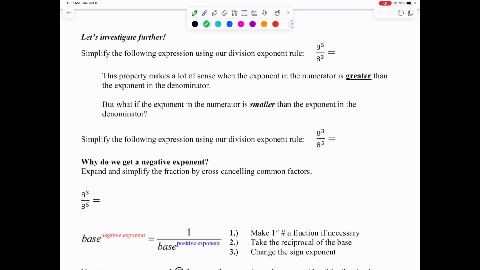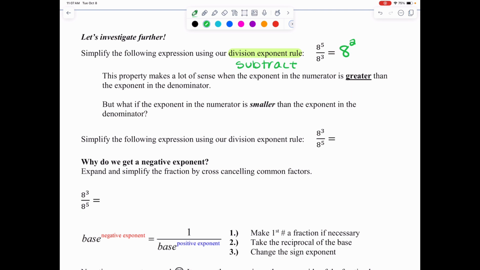So let's investigate further together. Simplify the following expression using our division exponent rule. So that's what we're going to do first. We're going to use an old rule. For division, we know that we should be subtracting our exponents and keeping our base. So we are going to keep the base of 8 here and subtract our exponents. 5 minus 3 is 2, 8 squared. And for this purpose, I'm just going to leave these in exponential notation.